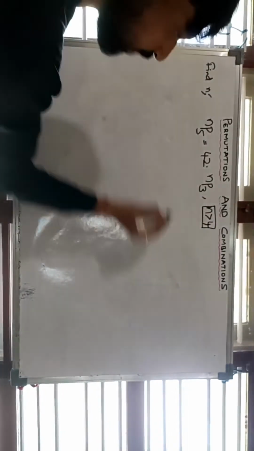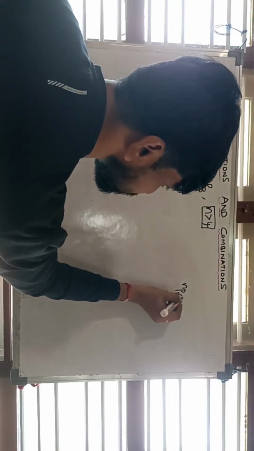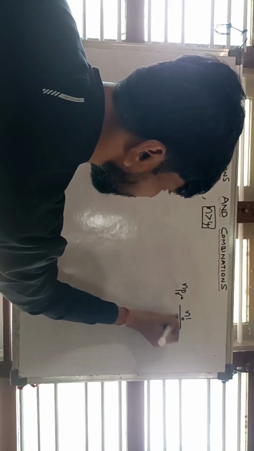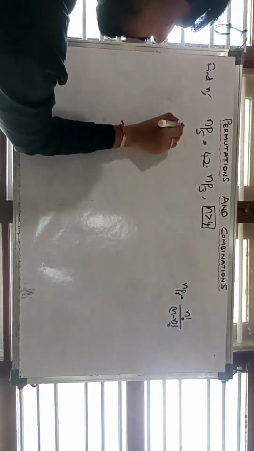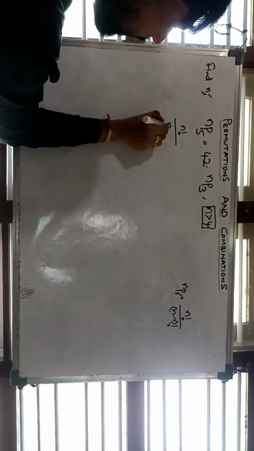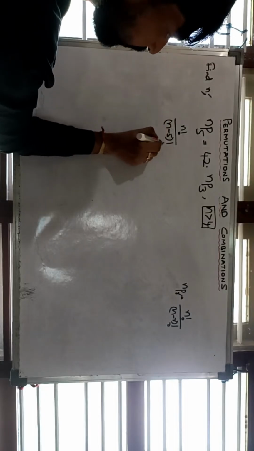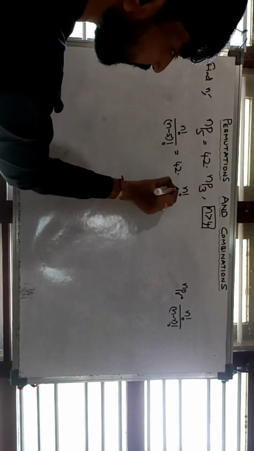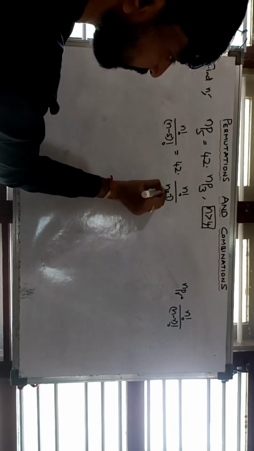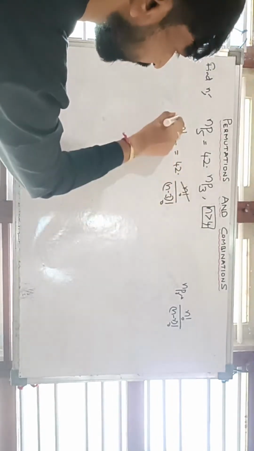So nP5, according to the definition, nPr is equal to the formula n factorial by n minus r factorial. Right? So this can be written as n factorial by n minus 5 factorial is equal to 42 times nP3, which can also be written as n factorial by n minus 3 factorial. N factorial gets cancelled.